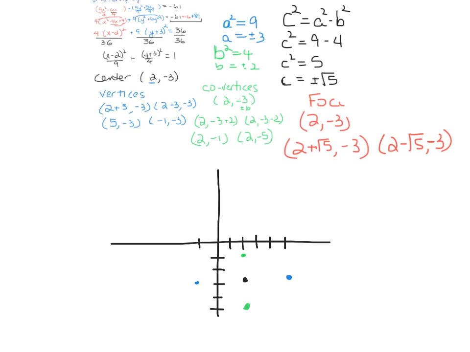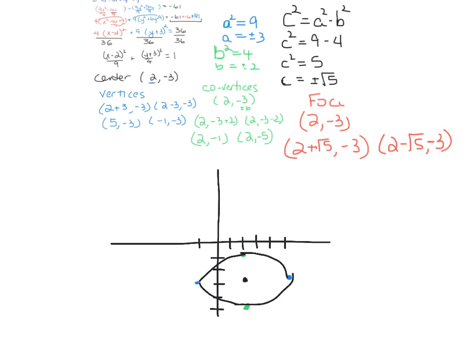I have enough, my 4 points here, that I can connect them and graph the ellipse. So it's an oval shape here. The last thing I need to put in is the foci. And again, we're going to approximate it.